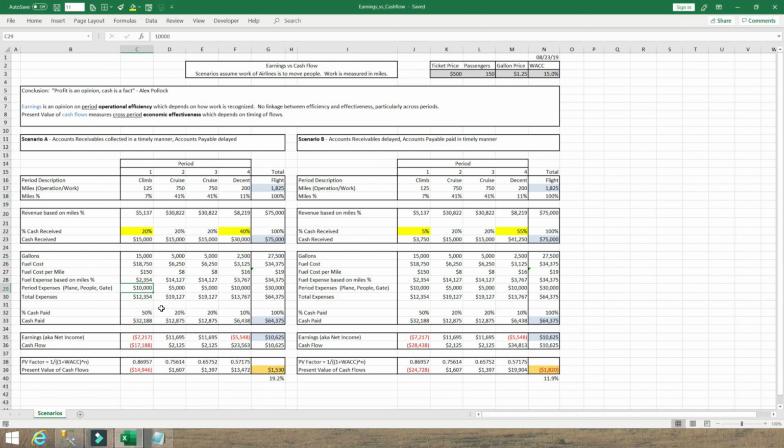So throughout any operation of a company, all kinds of accounting accrual type decisions are being made. So when you end up with a final earnings value for that specific period, it can't avoid being based on opinions or decisions made by the management team. So you see here, it says earnings is an opinion on period operational efficiency, which depends on how much work is recognized in that period. Again, we're using the number of miles traveled to reflect the amount of operational work that is done.